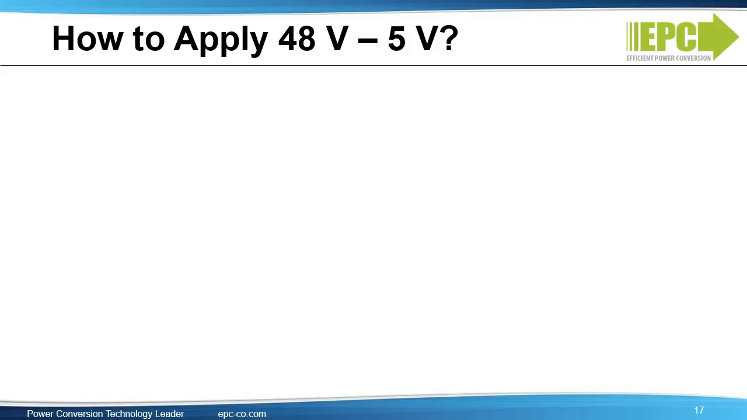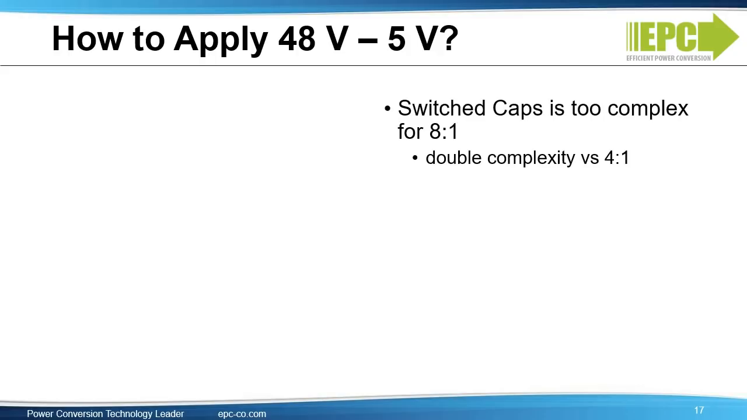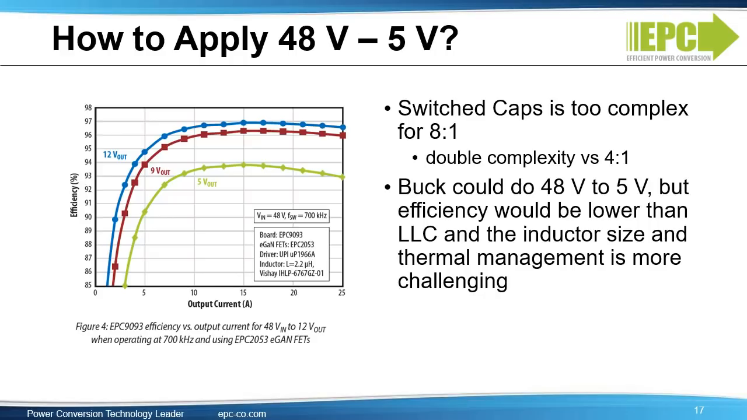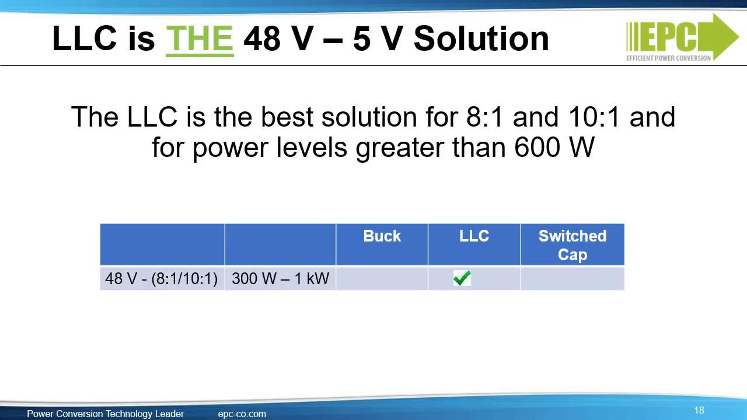How do we do 48 volts to 5 volts? Well, switch caps are too complex for an 8-to-1 reduction. They have double the complexity of a 4-to-1 conversion. Buck converters can do 48 to 5 volts, but the efficiency will be lower than the LLC, and the inductor size and thermal management is more challenging. The LLC is the best solution for 8-to-1 and 10-to-1 reductions and can deliver power over 600 watts with the highest efficiency and the highest power density.